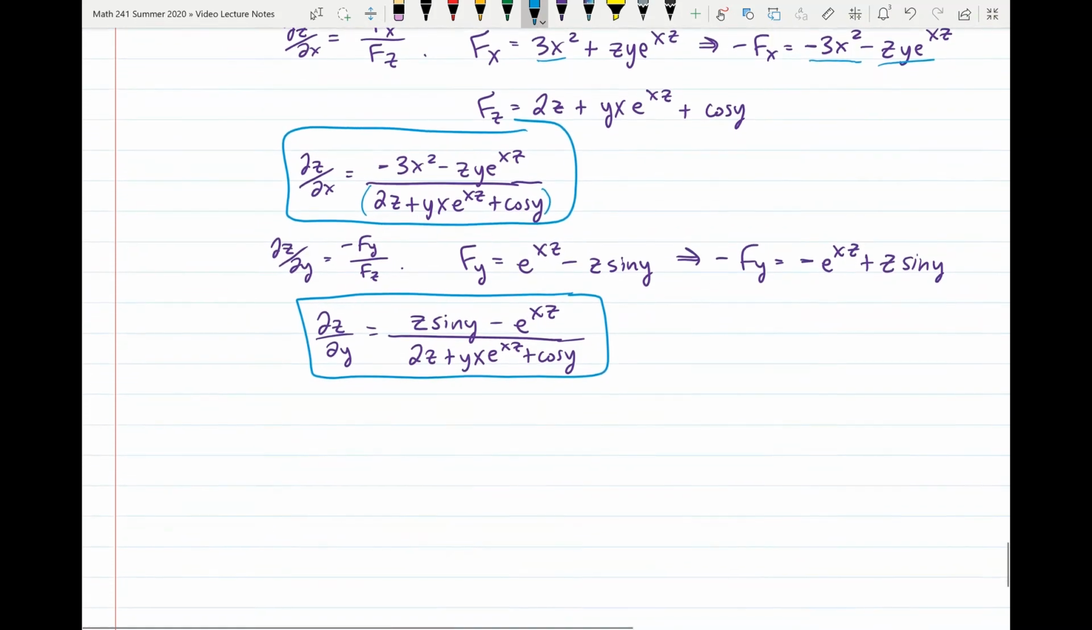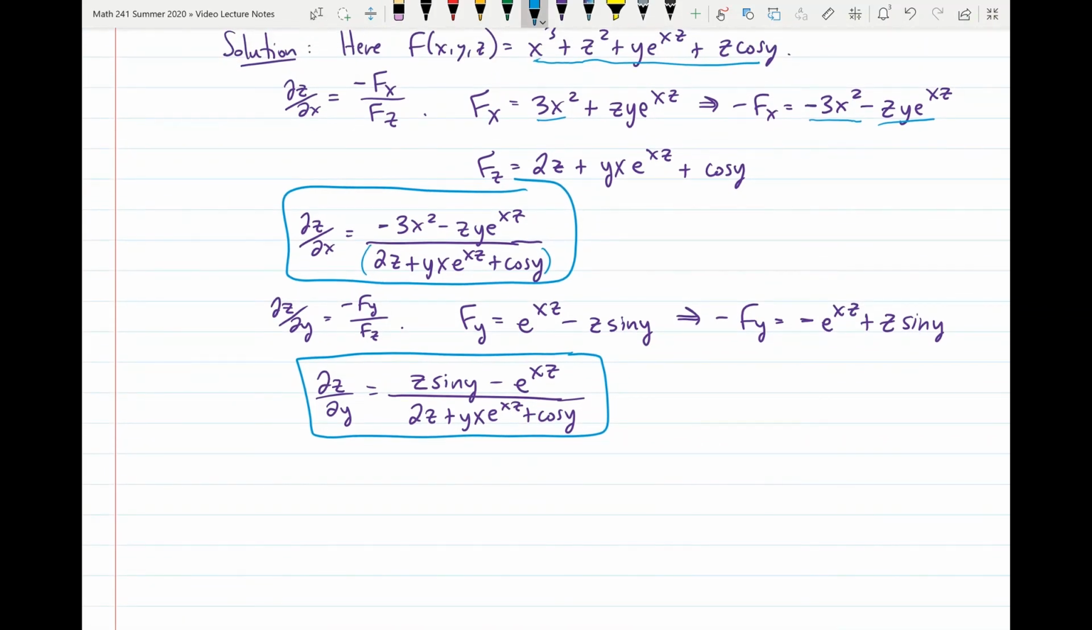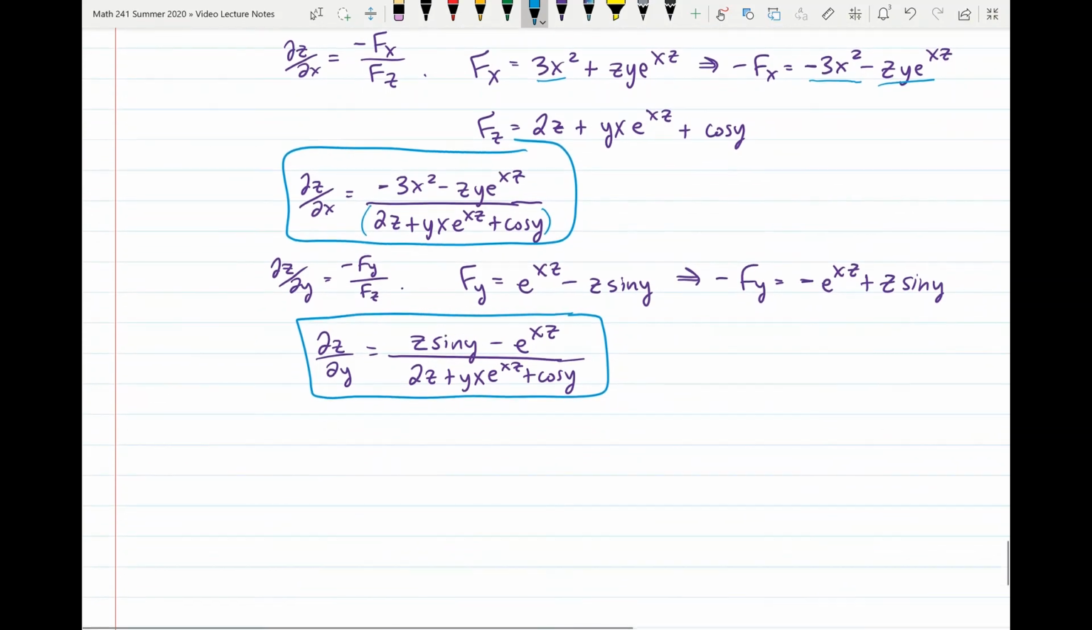And now we can look for the partial derivative of z with respect to y. And again, by the theorem, we know this is equal to minus f sub y over f sub z. So f sub y is equal to e to the xz minus z times sine of y, where again, to find this partial derivative, we just let x and z be constant and take the derivative. And this gives us that minus f sub y is equal to minus e to the xz plus z times sine of y. And f sub z we already have from the first part, so we can just keep that the same.